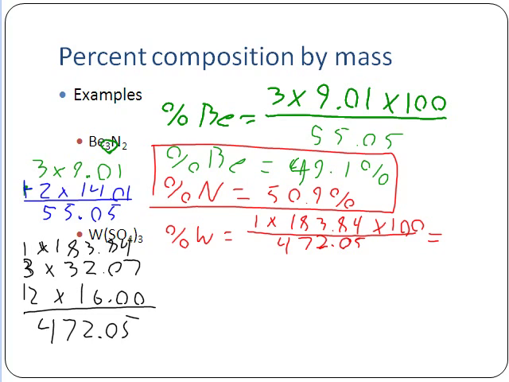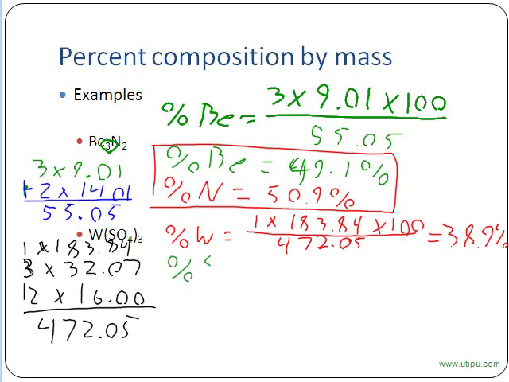If we do the math, 1 times 183.84 times 100, and then divide that by 472.05, we get 38.945. That rounds to 38.9. And so we know we have 38.9% of tungsten. Our next one, let's take a look at sulfur.